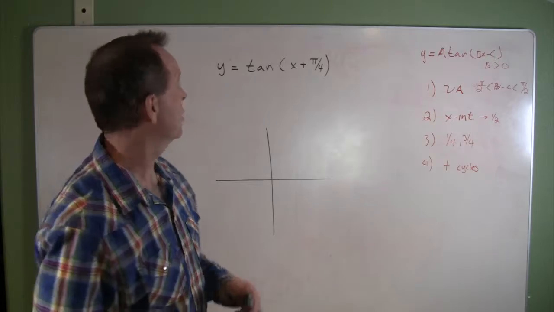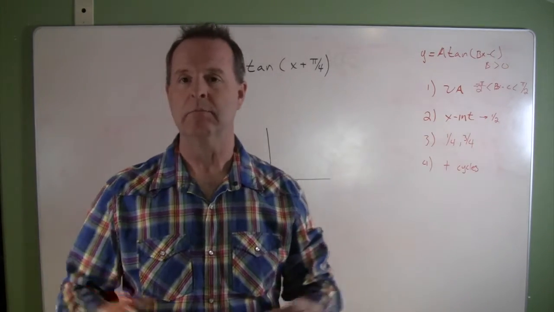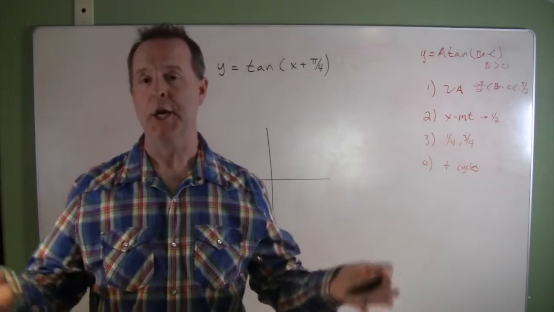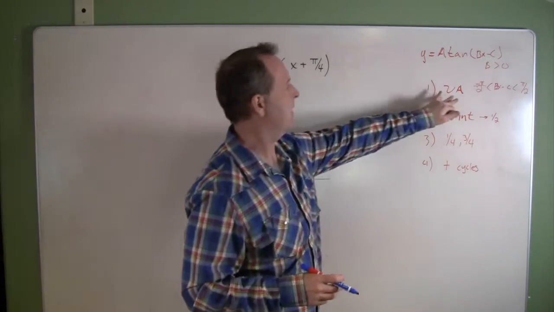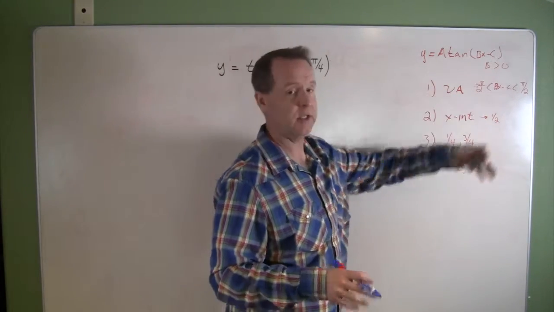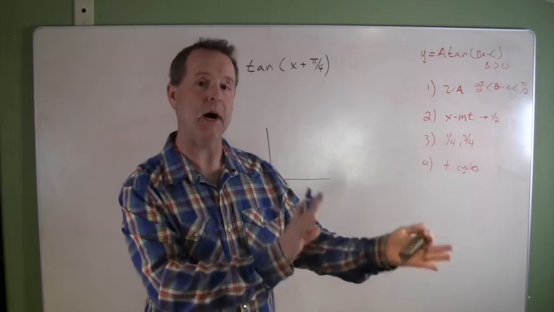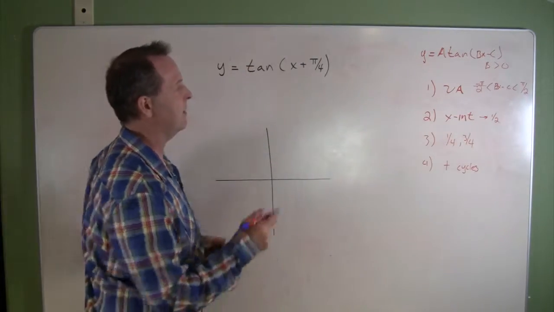Let's take a look at this function: tangent of the quantity x plus pi over 4. So how are we going to graph that? Well, let's begin by trying to find two consecutive vertical asymptotes. The idea we had was to take the normal period from minus pi halves to positive pi halves, and then look for the values of this quantity in between.